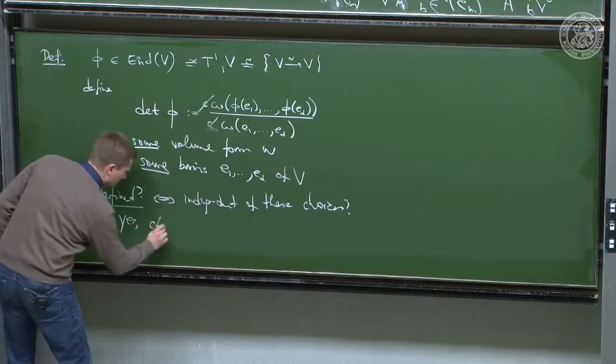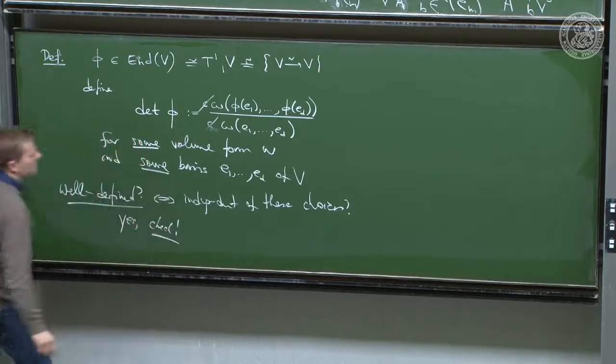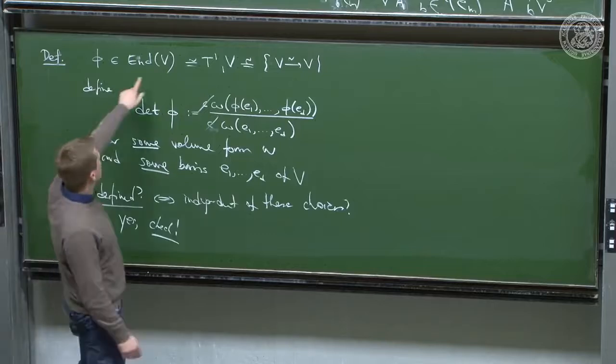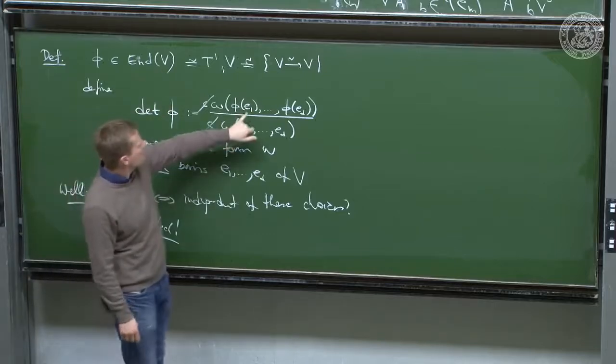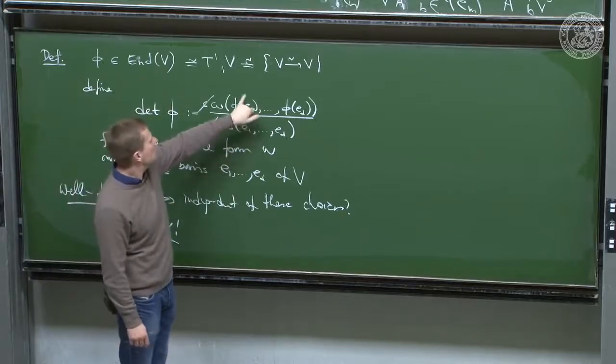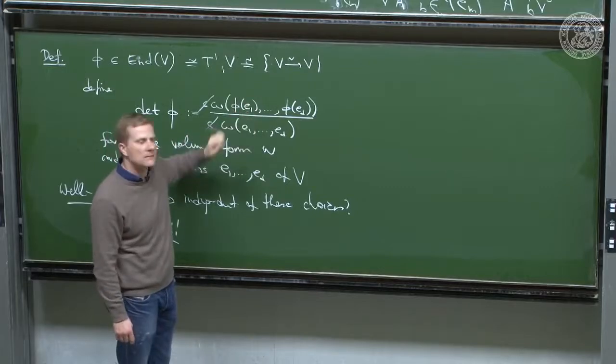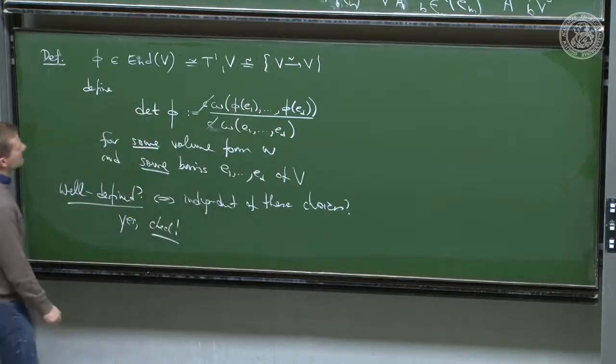Yes, check. I'm not going to do this right here. Now you see why you need an endomorphism, because you have a vector, but you need to produce from this vector a vector again. Very important. Now you can read off a few other things.